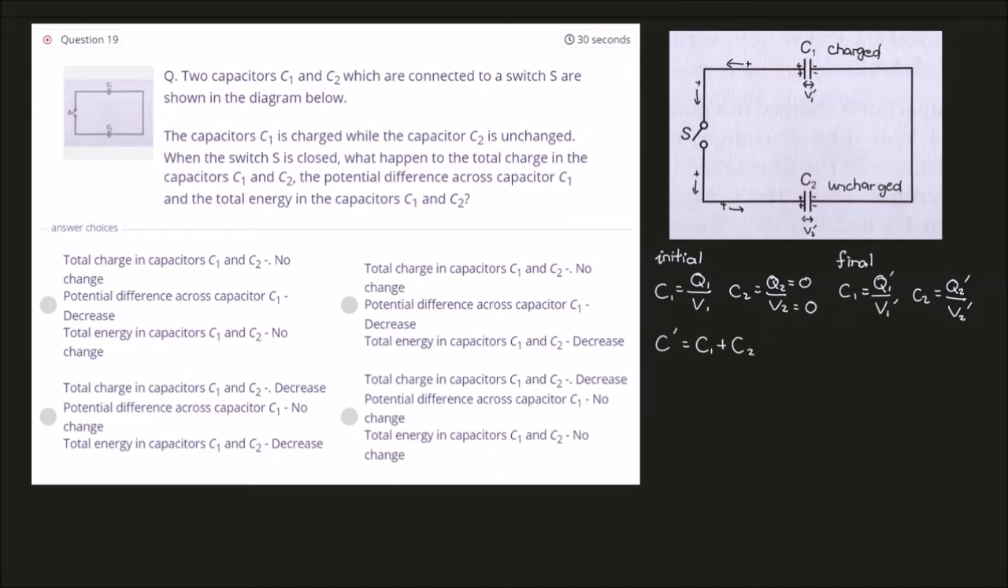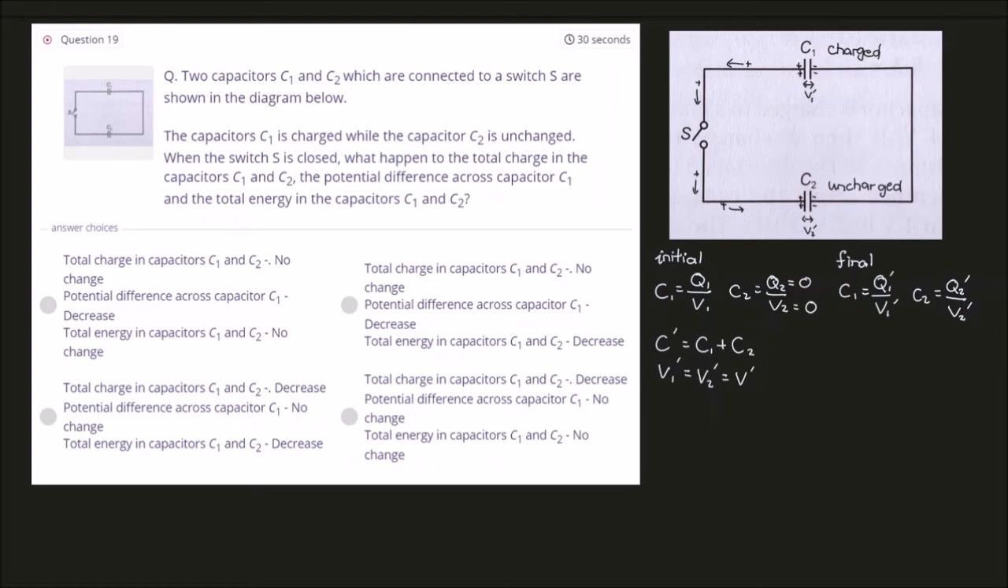This formula is valid for a parallel combination of capacitors. Since we see that V is the same for both capacitors, this is a parallel combination, so we use the equation for capacitance for two or more capacitors connected in parallel. So this is the formula. Then what else do we know? We know that V1 prime is equal to V2 prime, so let's call them V prime. We learn about capacitance, we learn about voltage.